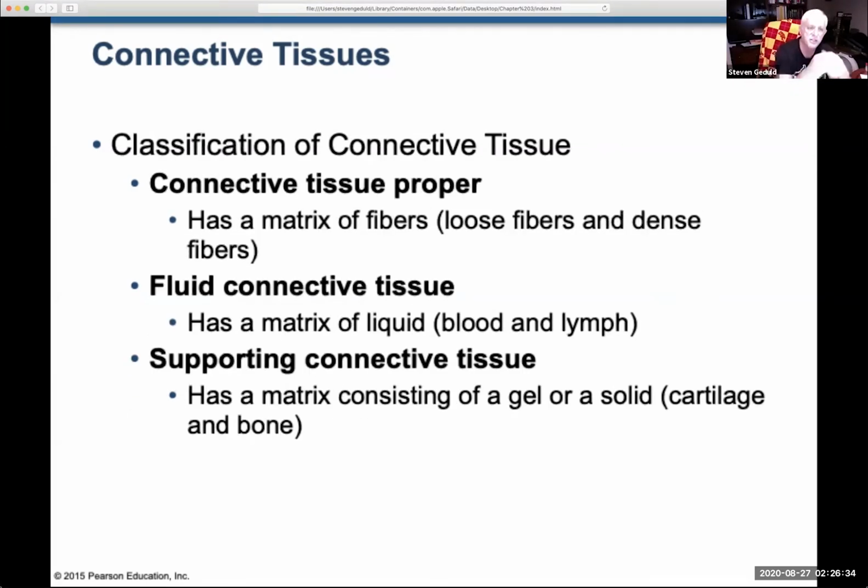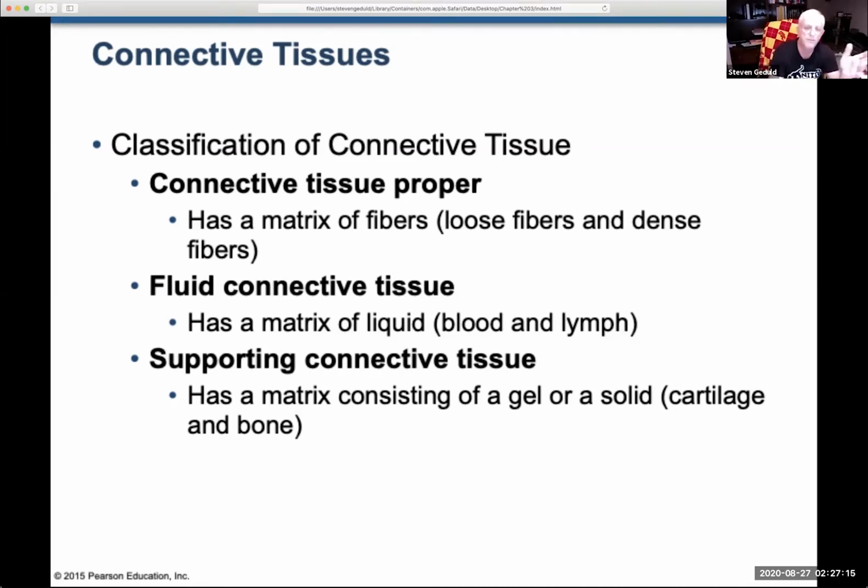Classification of connective tissue: you have connective tissue proper, you have fluid connective tissue, and you have supporting connective tissue. So connective tissue proper is a matrix of fibers, those loose and dense fibers we talked about that hold things together. The fluid connective tissue is a matrix of liquid. Your blood is connective tissue. It's fluid connective tissue. Blood and lymph are your two types of fluid connective tissue. Supporting connective tissue has a matrix consisting of gel or solid, like cartilage or bone. Those are supporting connective tissues. So blood is a fluid connective tissue, and bone and cartilage are your supporting connective tissues.